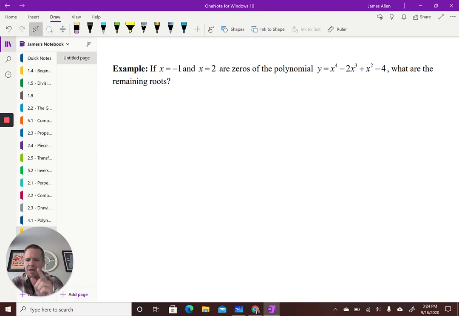You may have seen this in Algebra 2 Honors before. So how am I going to find my remaining roots? Well, what if I were to divide out the factors, the factor x plus 1 and x minus 2. I knew that from my zeros that are given.